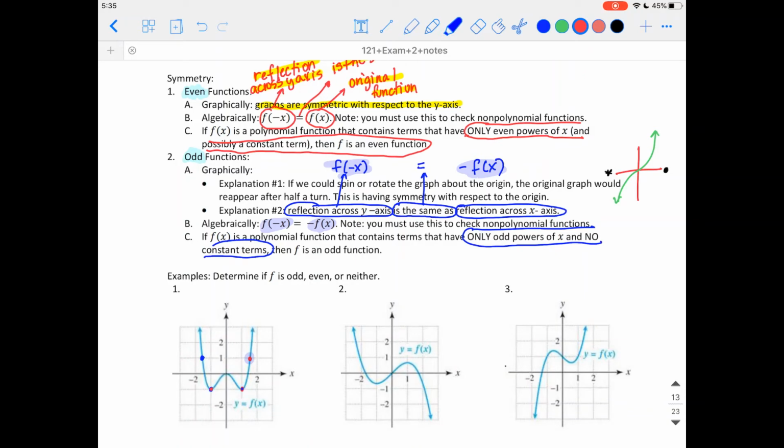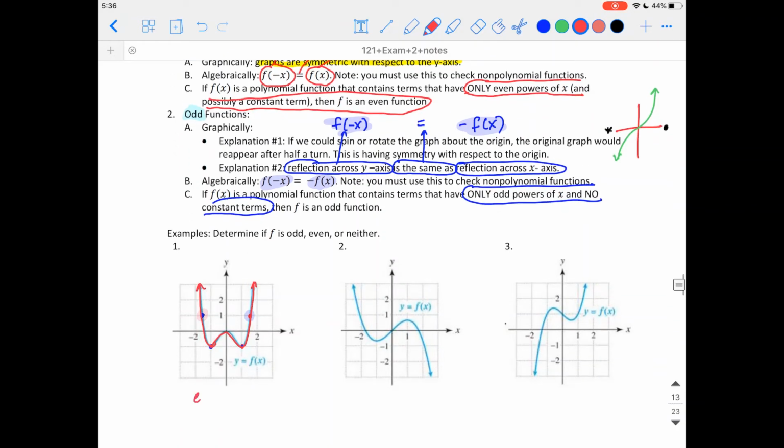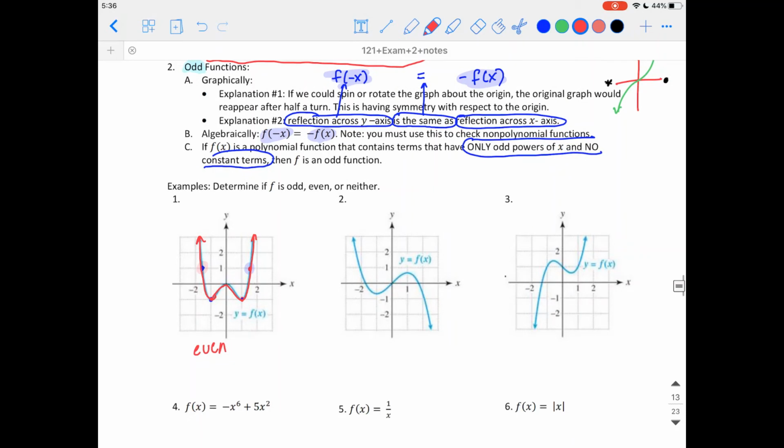The original blue point here is going to end up as a red point here. So if I connect the red dots now, technically I'm going to be left with the exact same graph. So this one is even. And again, because the reflection across the y-axis ends up being the same as the original function.